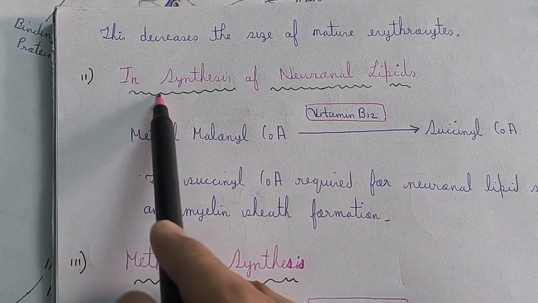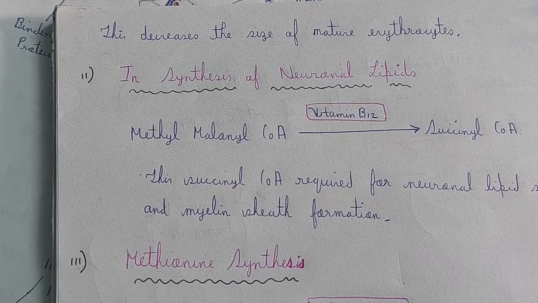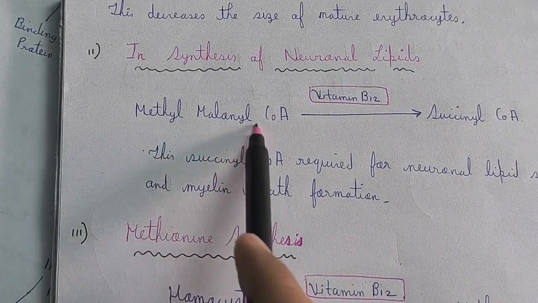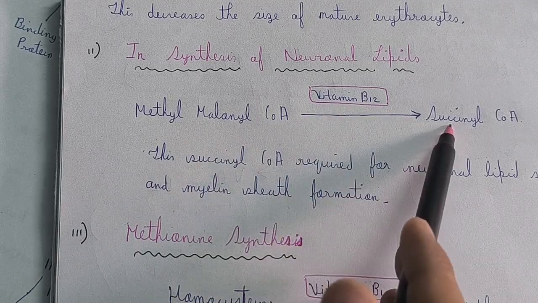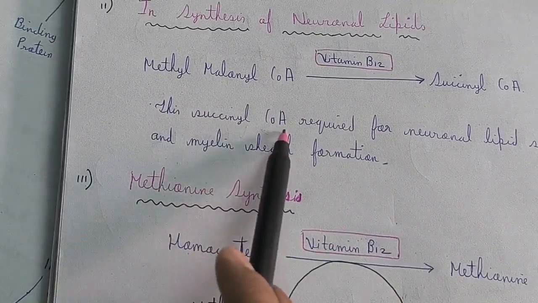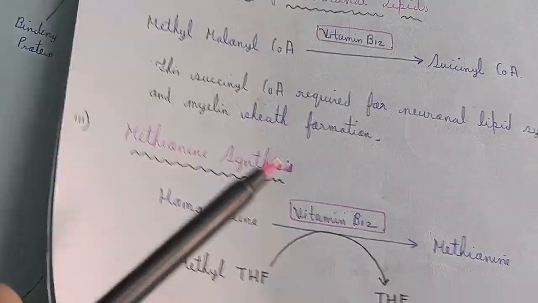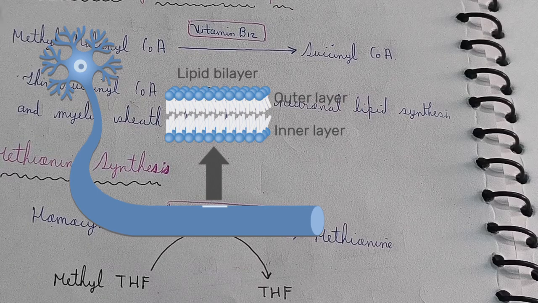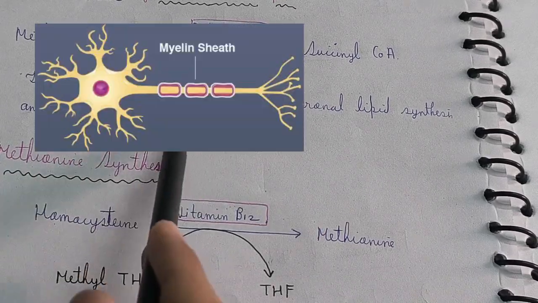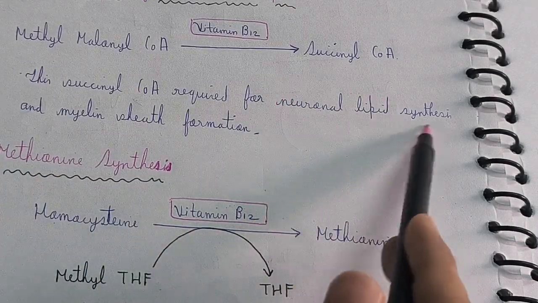Now, vitamin B12 is also essential for synthesis of neuronal lipids. How? Methylmalonyl coenzyme A is converted to succinyl coenzyme A by the vitamin B12 dependent enzyme, and this succinyl coenzyme A is required for neuronal lipid synthesis and myelin sheath formation. This myelin sheath has a very important role in the CNS.